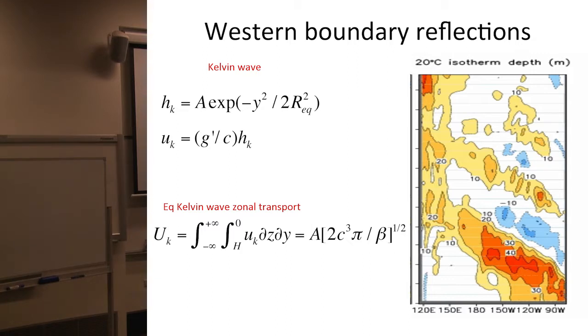So if you have a Rossby wave going to the western boundary, carrying 5 sverdrups of transport, and this constant is about 2.3, your amplitude number is going to be of the order of 2. So it's roughly a 2 meter perturbation of equatorial thermocline depth that you're going to get.